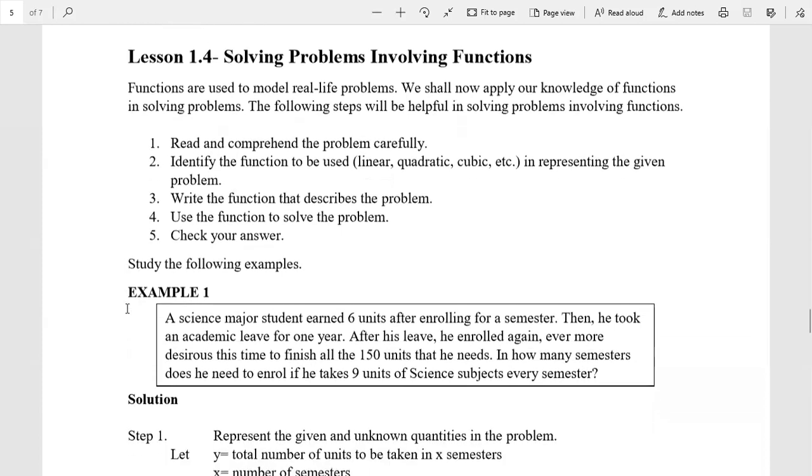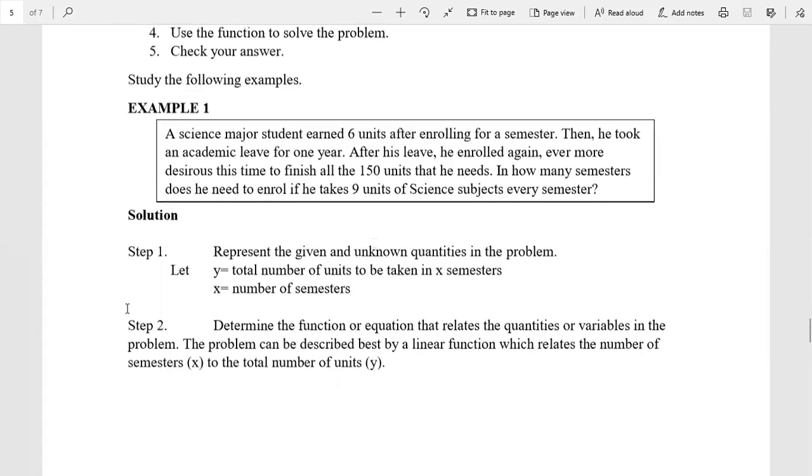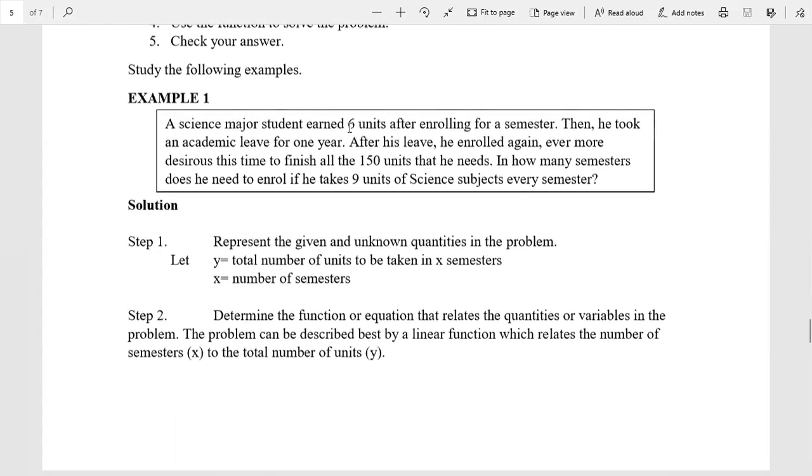Okay, study the following example. First example: a science major student earned 6 units after enrolling for a semester. Then, he took an academic leave for 1 year. After his leave, he enrolled again, even more desirous this time to finish all the 150 units that he needs. In how many semesters does he need to enroll if he takes 9 units of science subjects every semester?